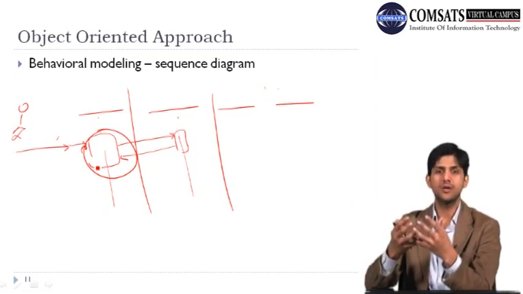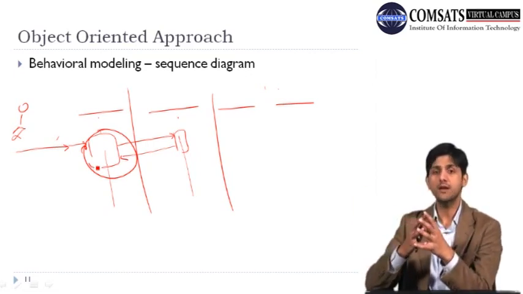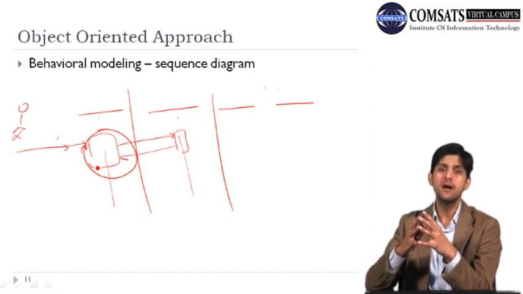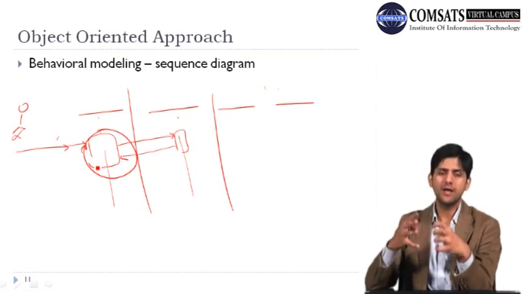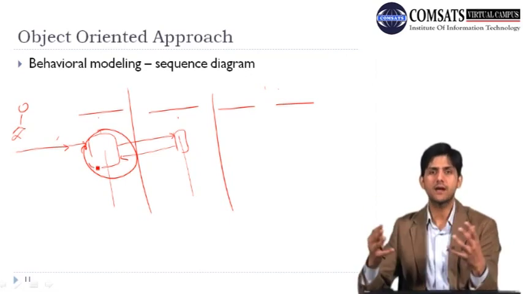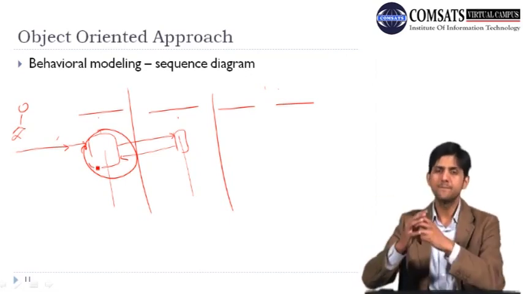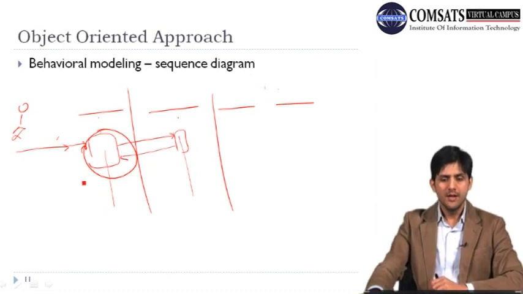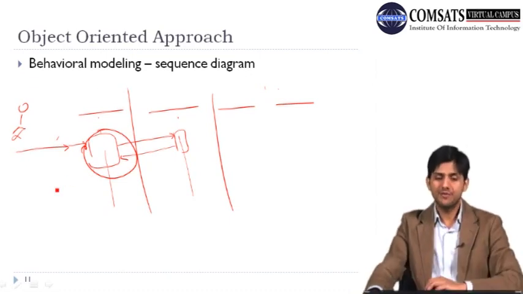But because these classes talk to each other, whenever a class changes its state, the system state would change. And for that, we talked about the system sequence diagram, which gives an understanding of the behavior of the overall system. So that was the object-oriented approach of analysis.